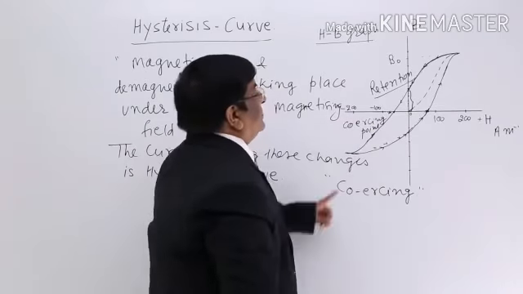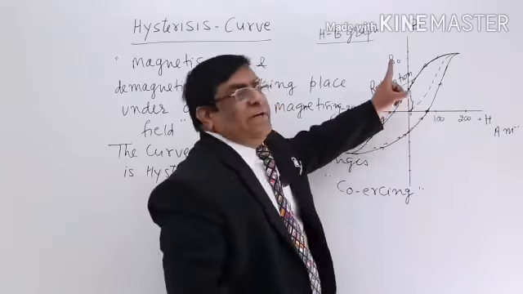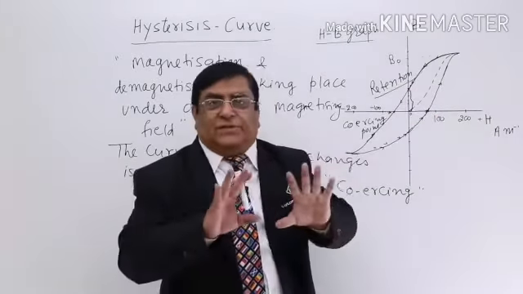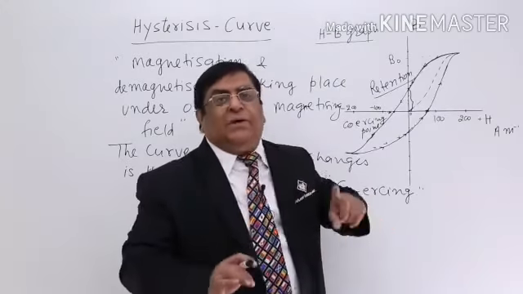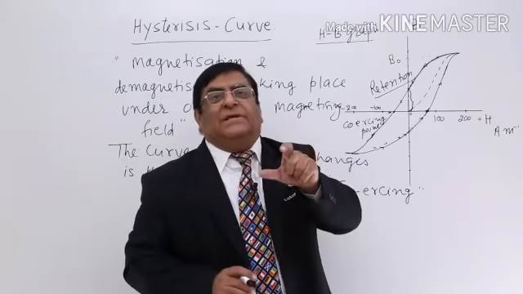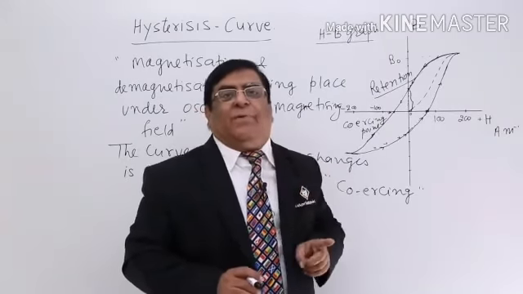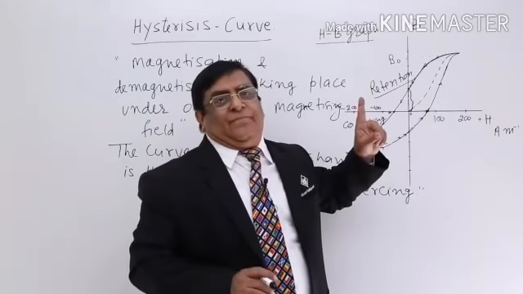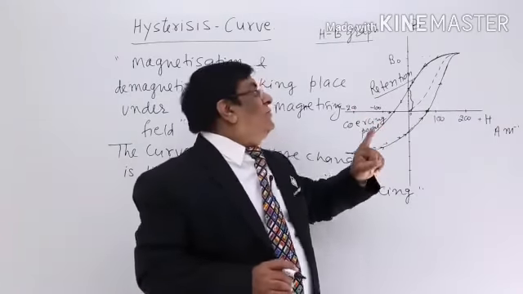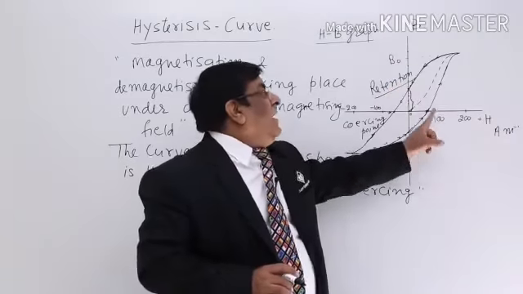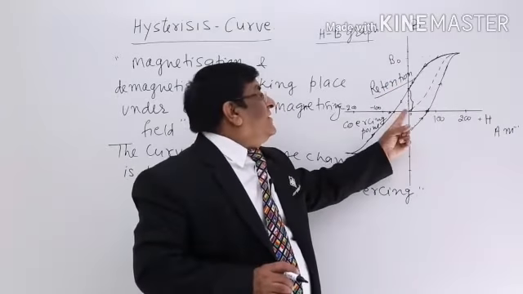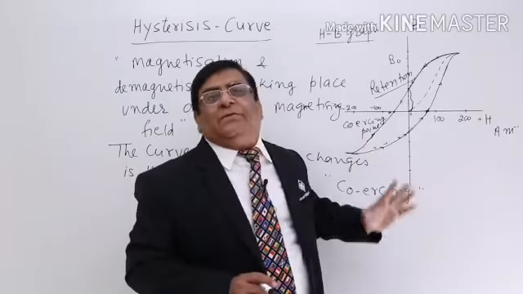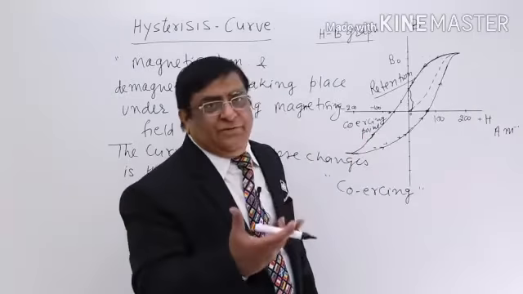Okay. So these are two important points in a hysteresis curve. When H is made 0, when H is removed, how much magnetism is remaining in the ferromagnetic material? This is known as retention. Again, if we want to break down this magnetic field, how much opposite H is required? That is known as the coercive point, or coercion we can call it.